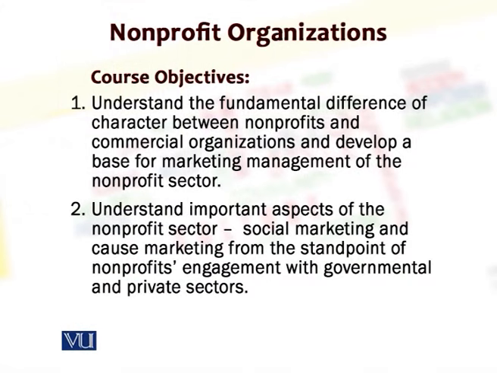I have given you an overview of the fundamentals and the background as nonprofit has emerged on the scene, and I'm now going to talk about the details in the coming lectures. As a second objective, we have to understand important aspects of the nonprofit sector. There are two important aspects or dimensions known as social marketing and cause marketing. I'm going to talk about these two areas in detail because without having developed an understanding of these two areas, our understanding of nonprofits is not going to be complete.